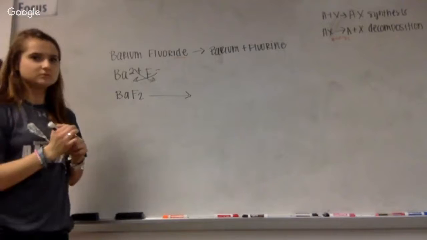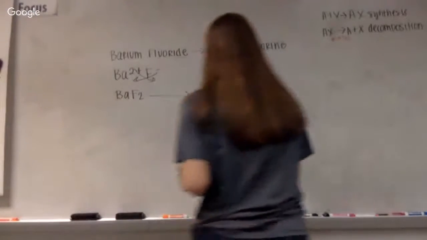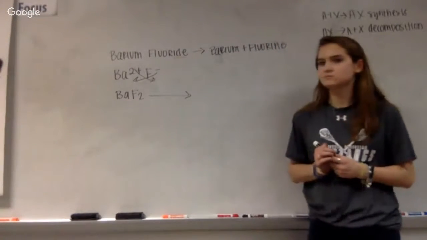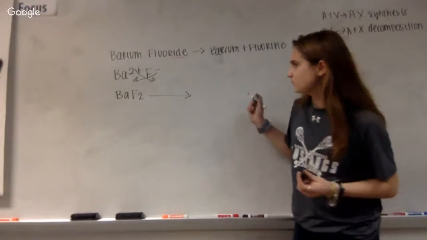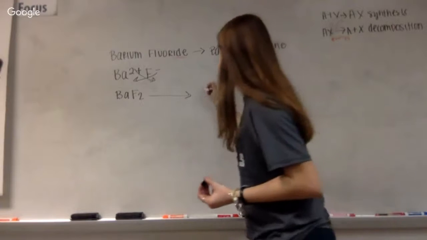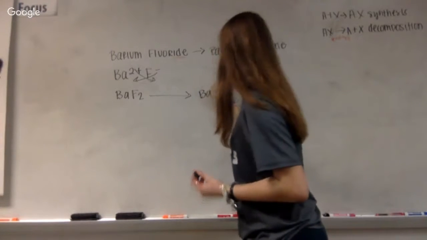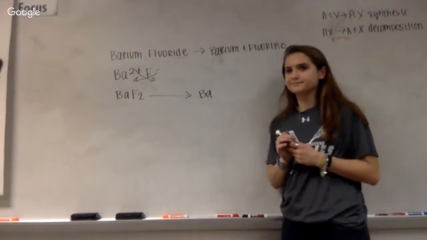And on the right-hand side, now we've broken it apart into the regular elements. Those aren't ions anymore, so we just write what the formulas are for each one. What's the formula for barium? Ba. Ba, just Ba. Good job. And how about for fluorine?